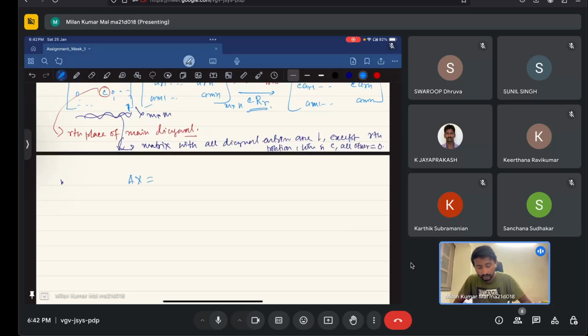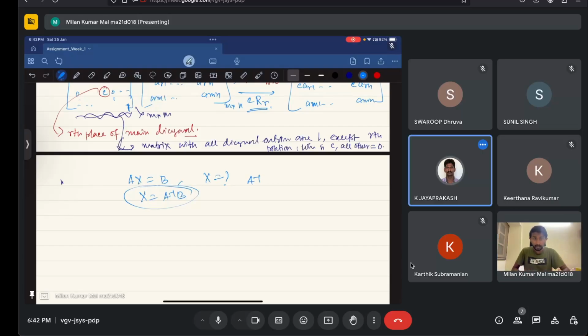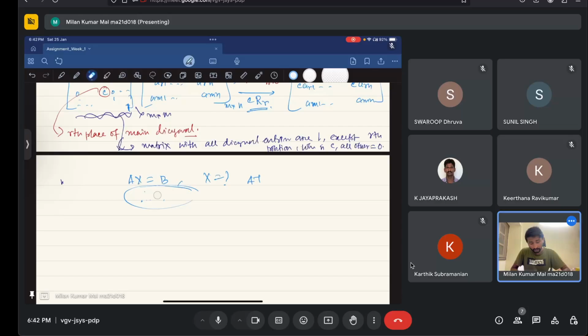Suppose you have a system of linear equations. You just want to know what x is. If you know A, and A is a square matrix, and you know A inverse, then you can multiply A inverse on both sides and get x equals A inverse B. That will give the solution. Finding the inverse applies to a square matrix only, because otherwise you will not get the inverse. So the main purpose is to get the solution.